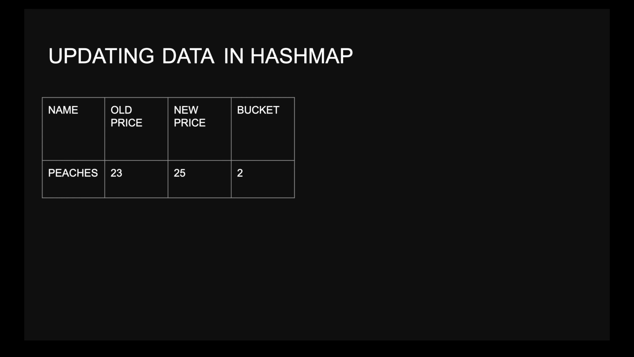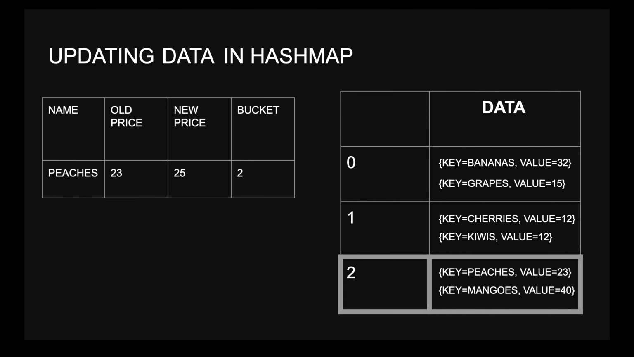So how does updating data in the Hashmap work? Let's say the price of peaches went up from 23 to 25. To do an update, we need to simply reinsert the fruit name and its new price back into the Hashmap. Since the fruit name is the key, the Hashmap will find the correct bucket where this value needs to be saved, and it will override the old value.